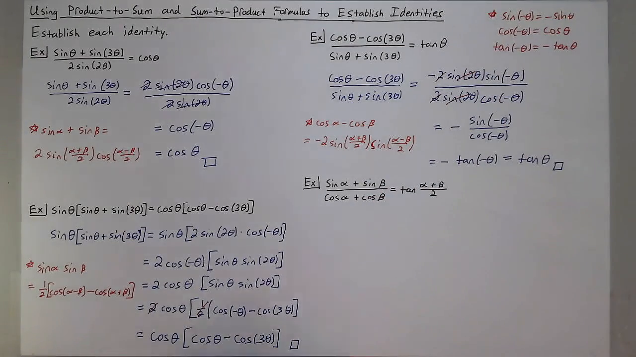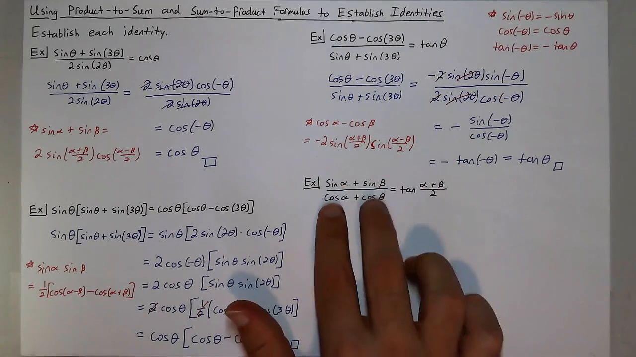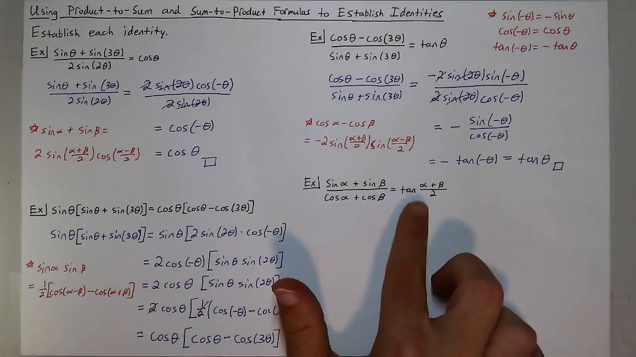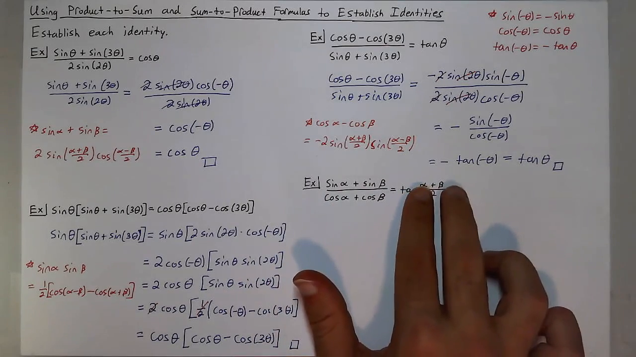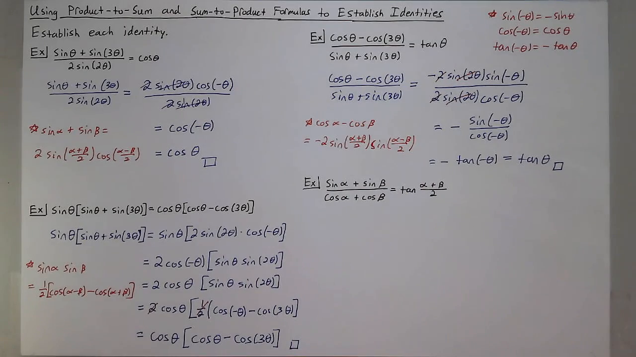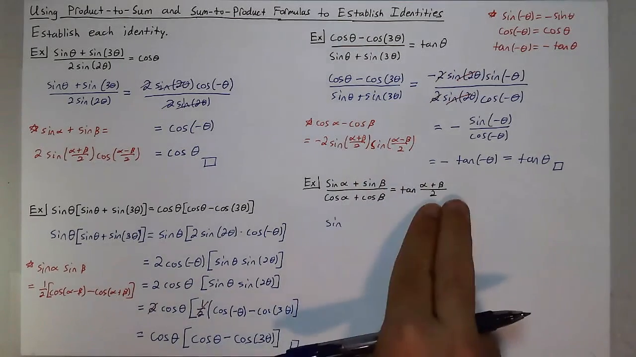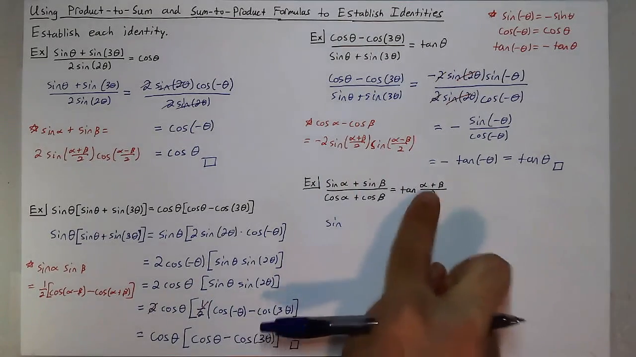Now let's do this last example. We have sine of alpha plus sine of beta divided by cosine of alpha plus cosine of beta is equal to tangent of the average of alpha and beta, which is alpha plus beta over 2. So I'm definitely going to start on the left side. But it's a really nice formula to see here that these can all combine to one trig function.